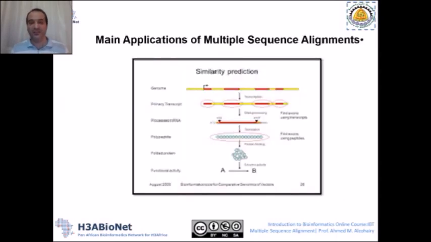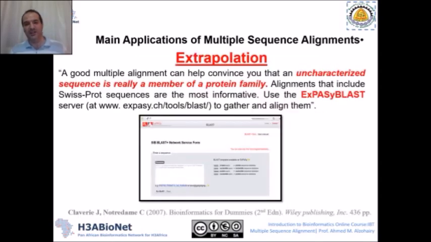So, the main applications for multiple sequence alignment. We have many applications. One of them is extrapolation. Extrapolation means that you can convince yourself that an uncharacterized sequence is really a member of a protein family. So if you have a sequence which is uncharacterized, we would like to confirm that this sequence is part of a large protein family. There are many programs that can do that with your sequence. So you can gather your sequence, use a program like ExPASy, and of course you can see whether your sequence belongs or does not belong to this protein family.